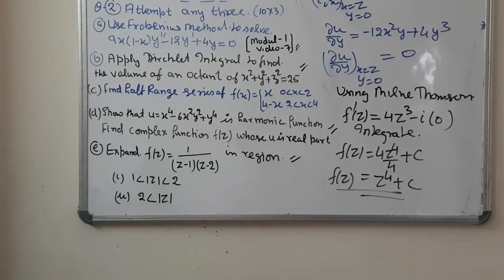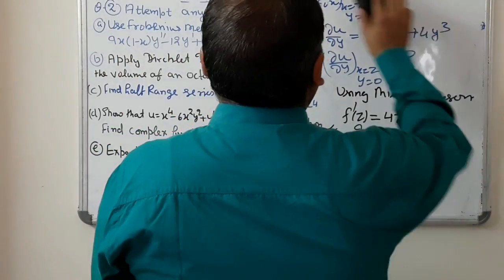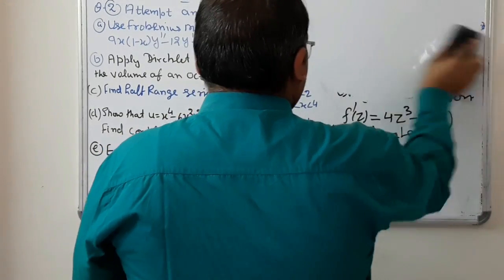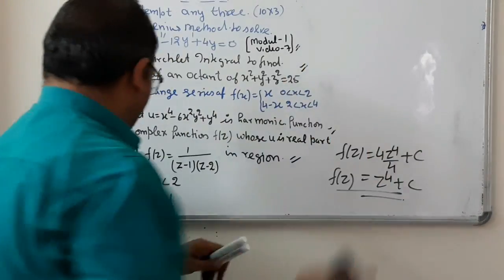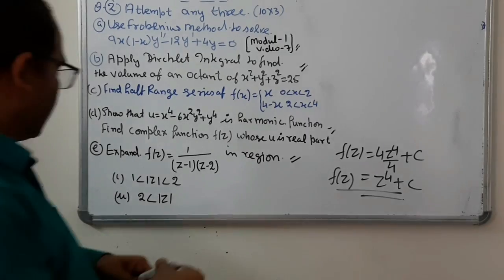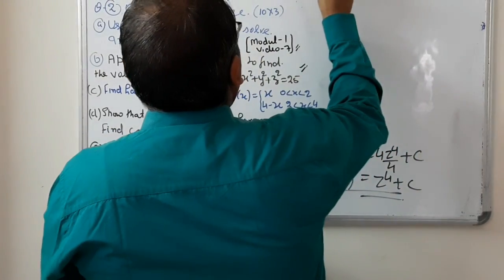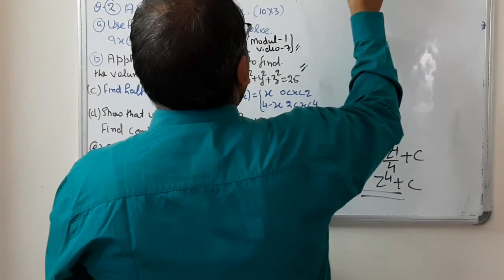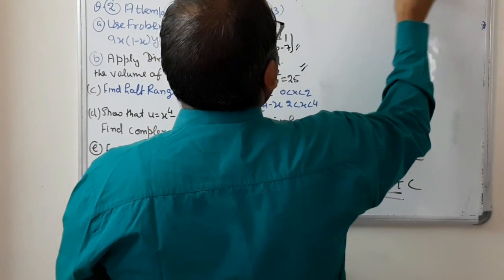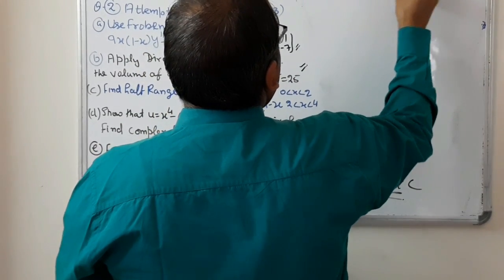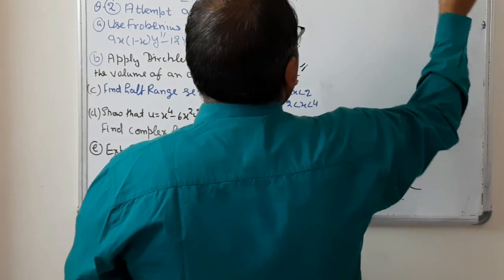Now we come to the next part, that is expand f of z. The last part is expand f(z) equal to 1 upon (z minus 1)(z minus 2).